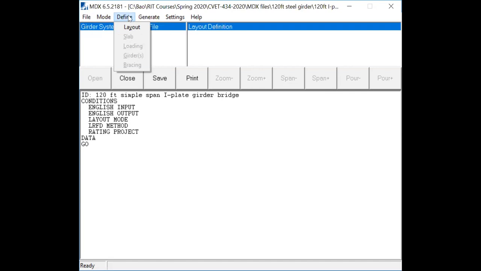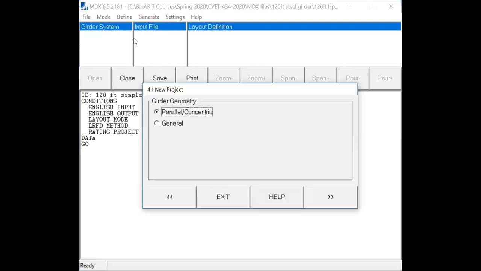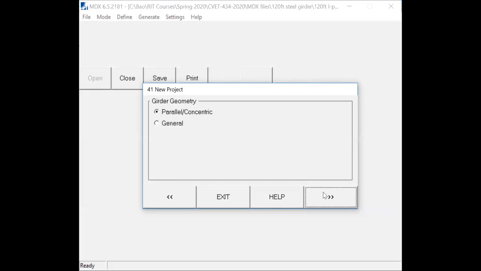Go to define, and only the layout is active. So now you click this layout. After you click layout, this window pops up for girder geometry. Our girder is parallel, concentric. So the outer girder lines are parallel. We choose that option and go to next.